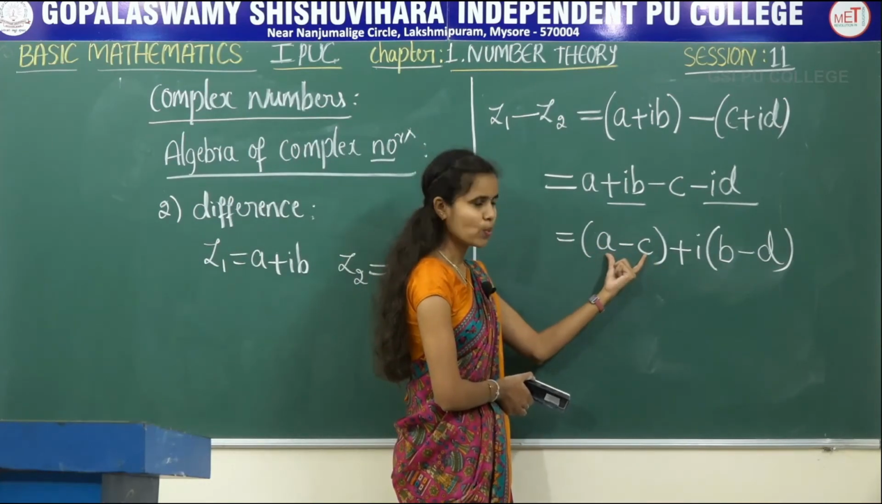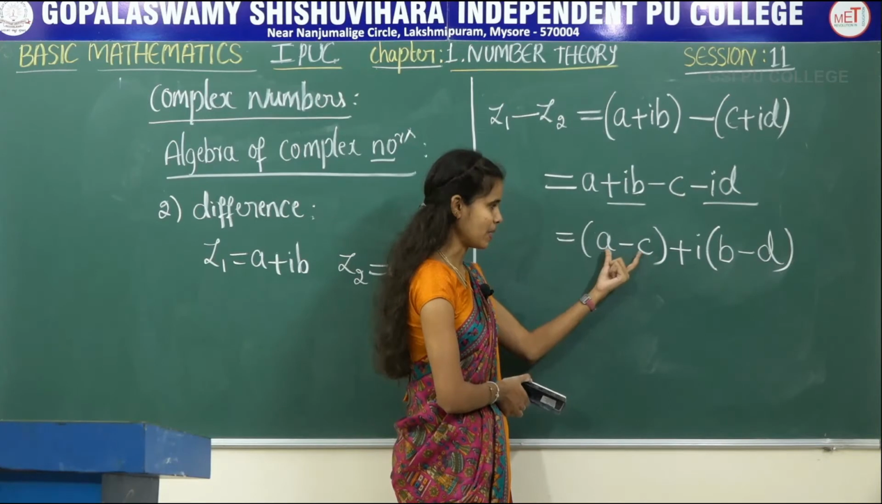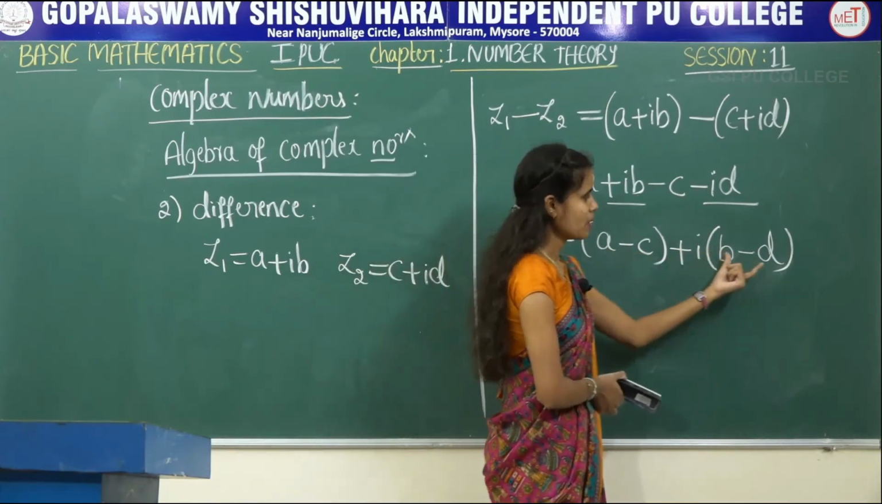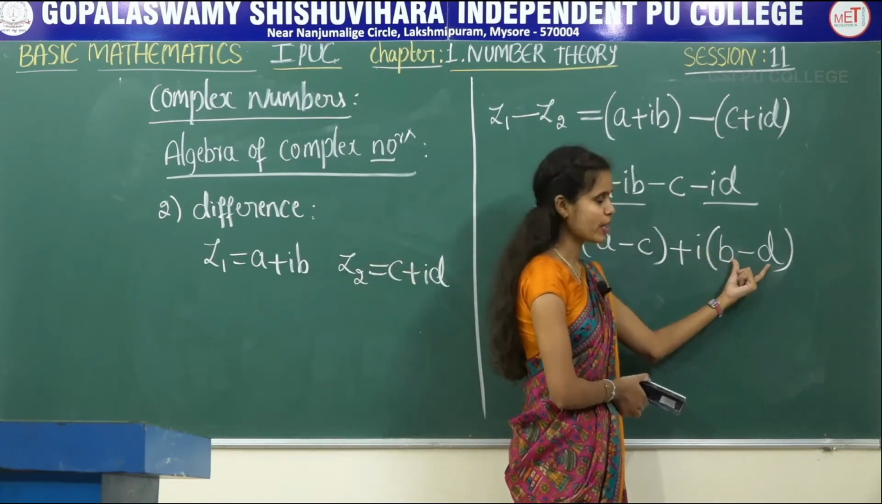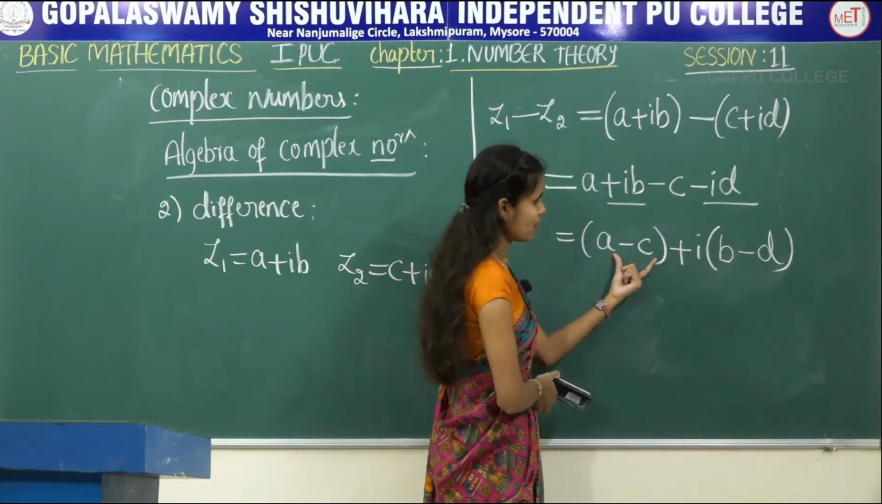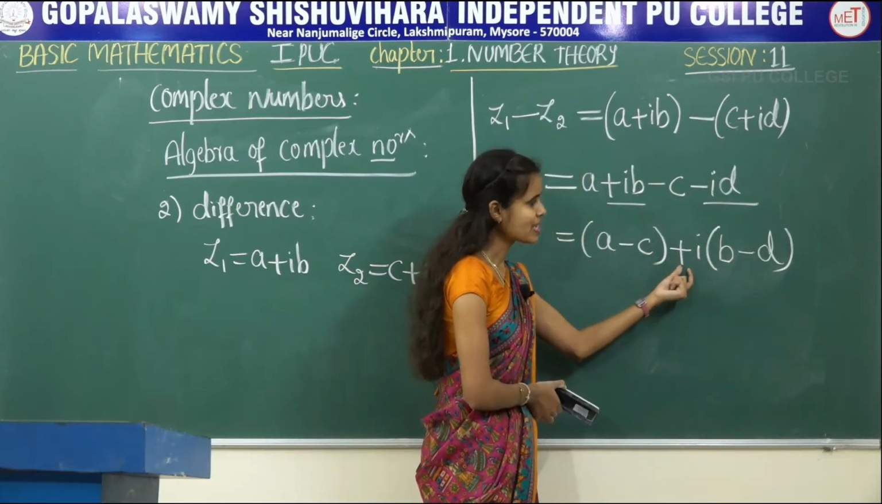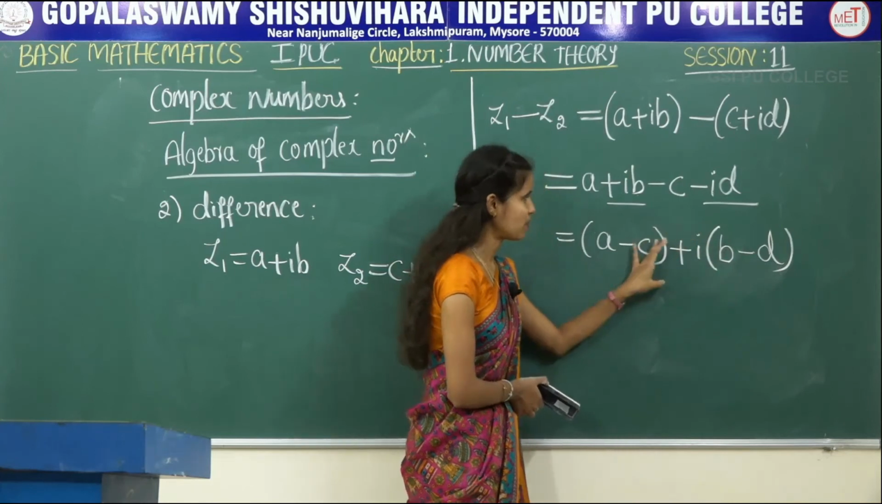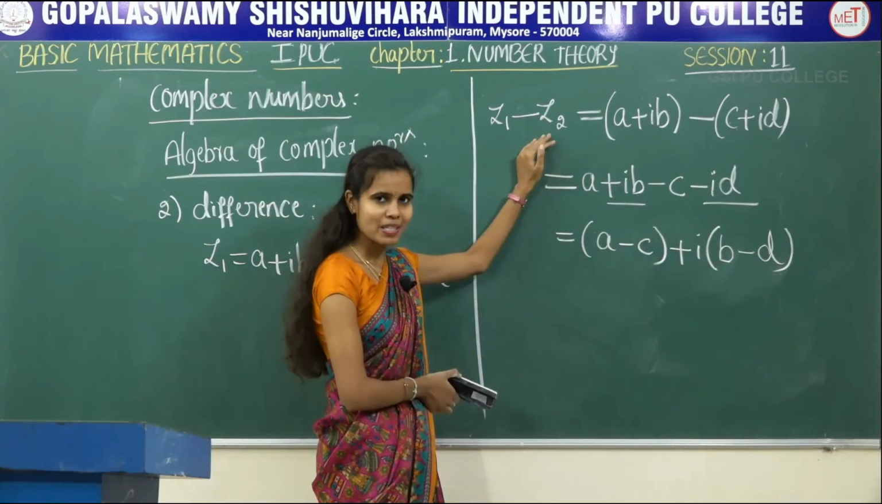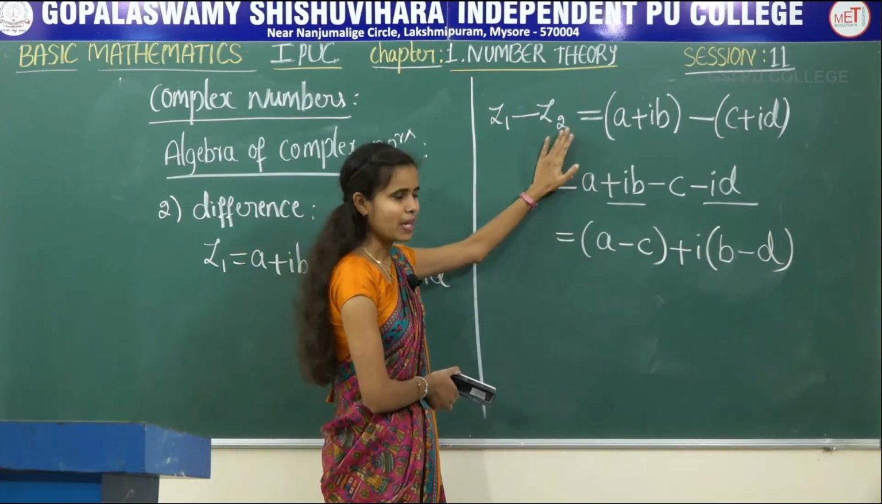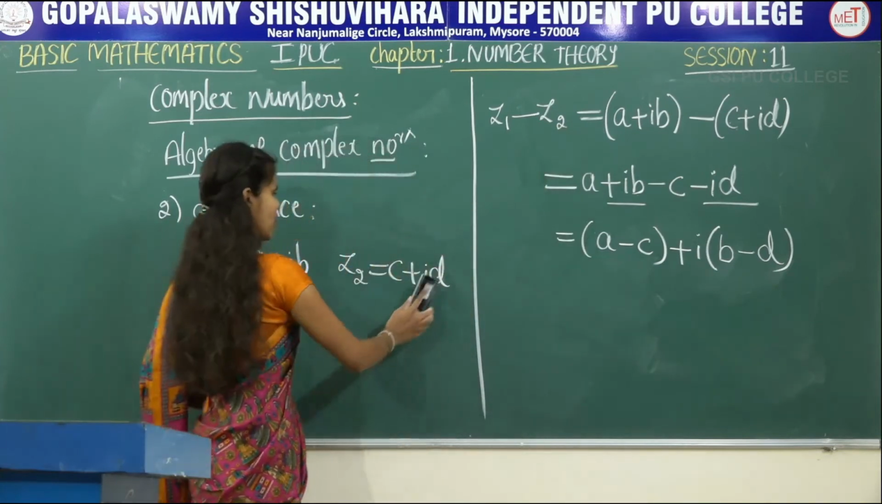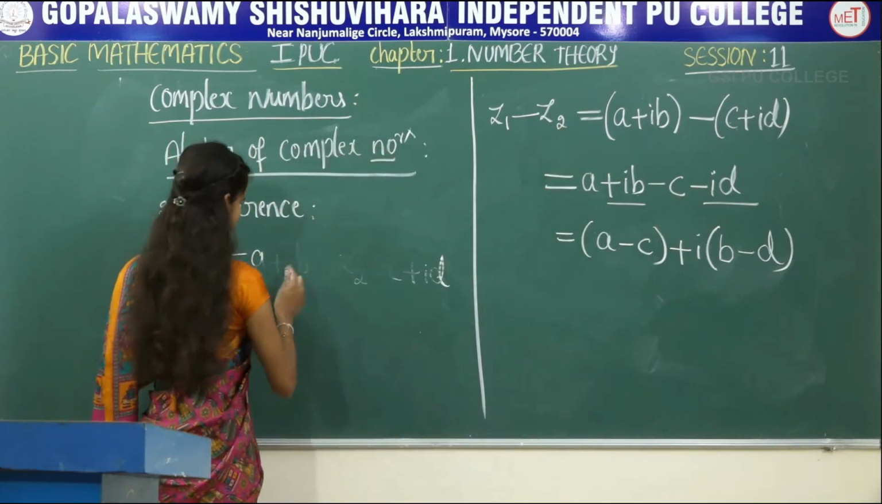Therefore, the difference of two real numbers is also a real number. A minus C is a real number. B and D are real numbers, therefore B minus D is also a real number. Therefore, this is in the form of real number plus i into real number. Therefore, the difference of two complex numbers is also a complex number. Okay. Next, product or multiplication.